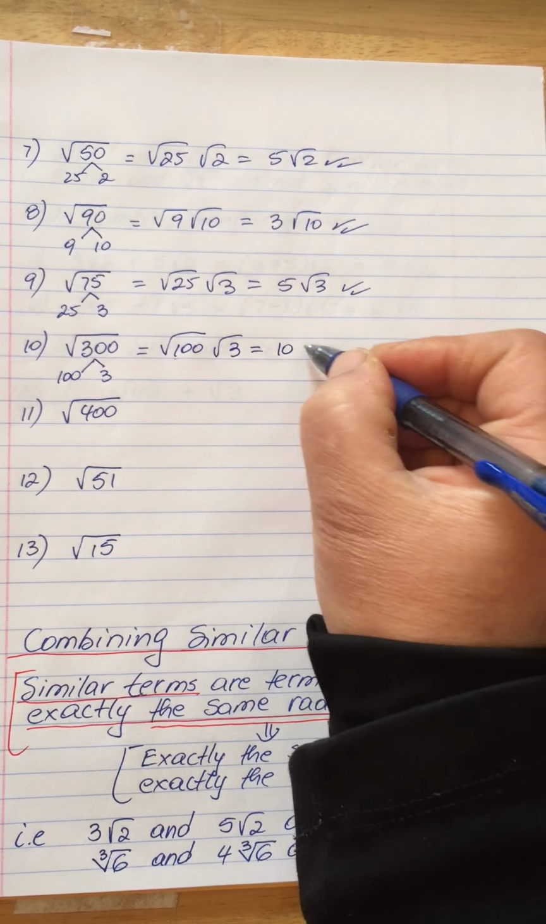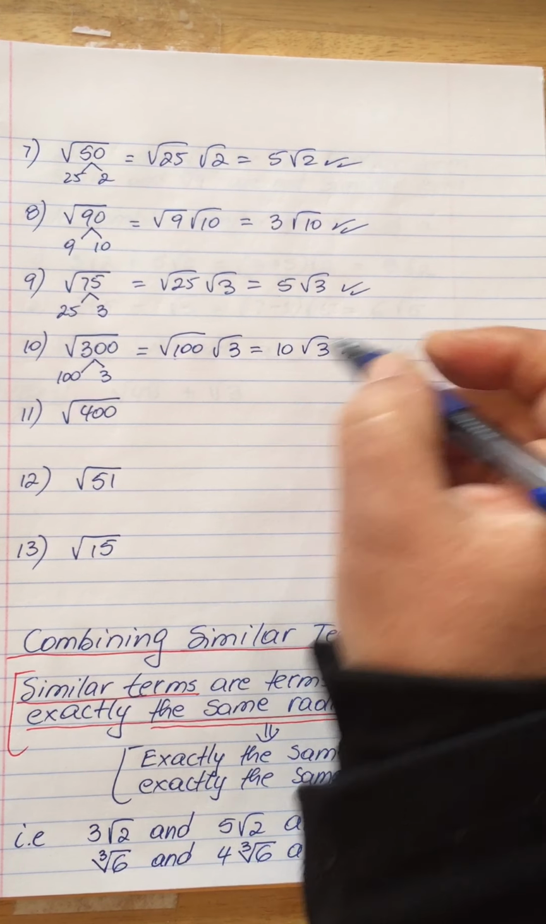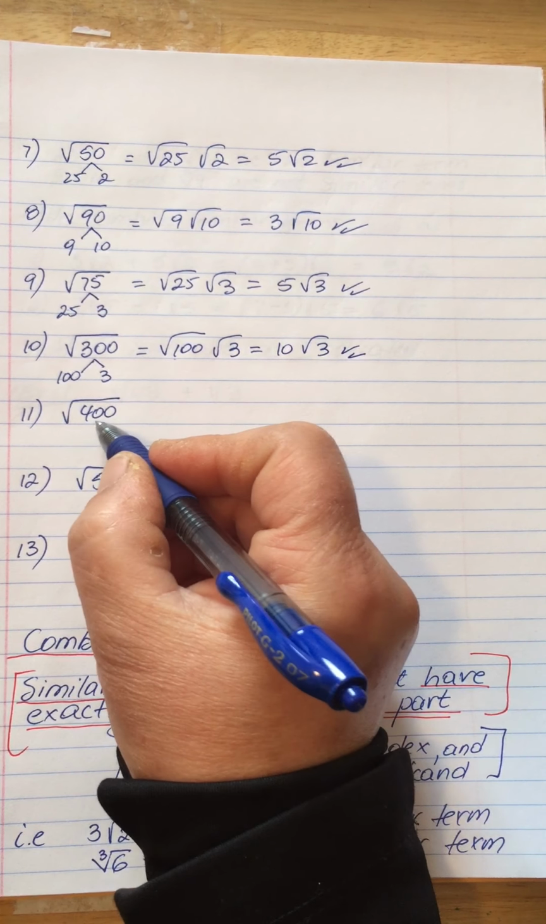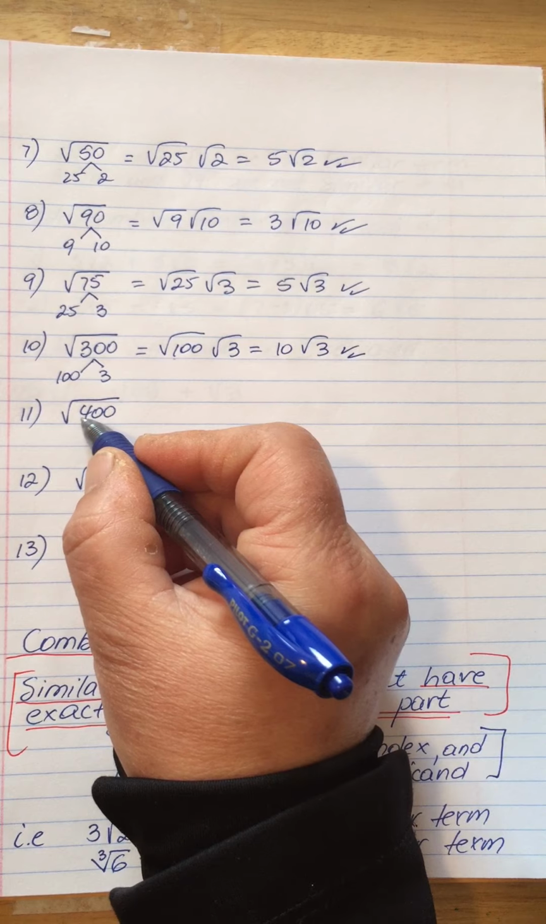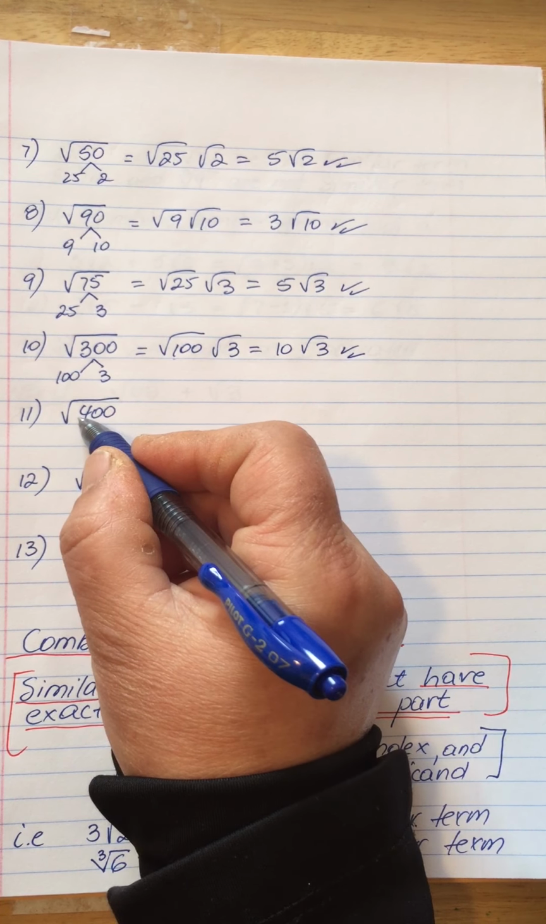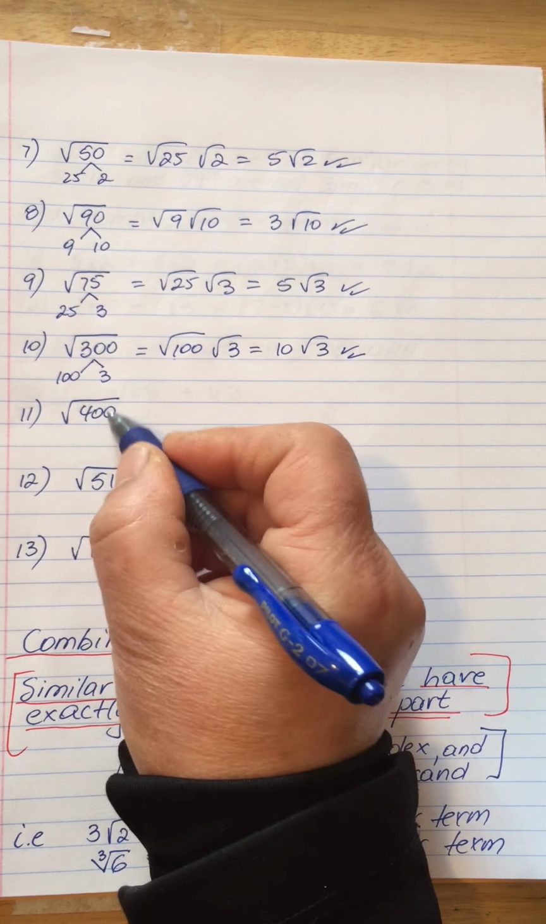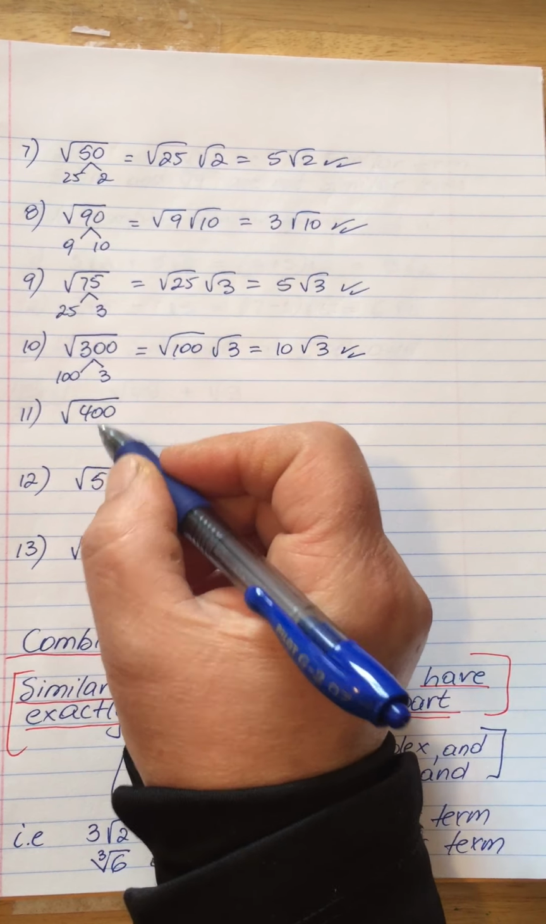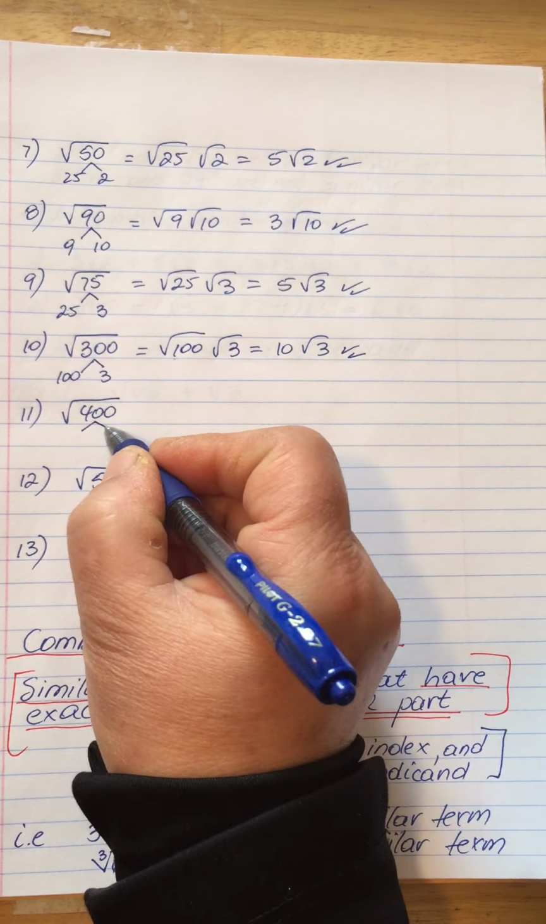10 square root of 3. Done. 400. Here, this is 100 times 4, but 100 is a perfect square number, and 4 is a perfect square number. So I know that 400 is itself a perfect square number. So let me show what I mean.